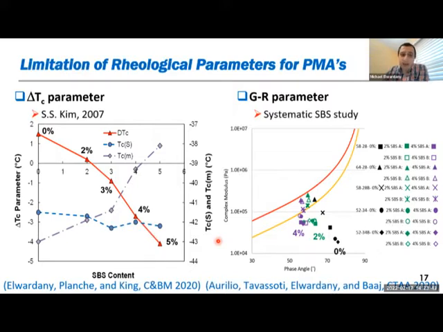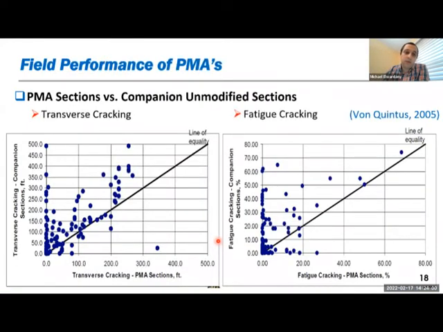So we have done different studies, and we collaborated with various groups to show again and again that rheological parameters are not suitable to be used as the single parameter to identify polymer performance. So how about the field? In the field, transverse cracking and fatigue cracking.